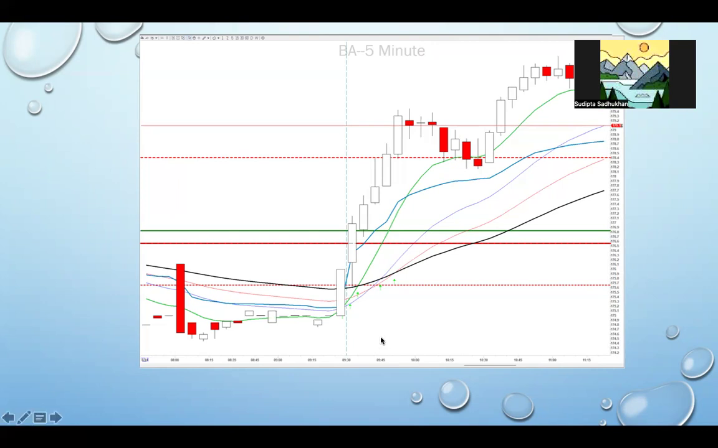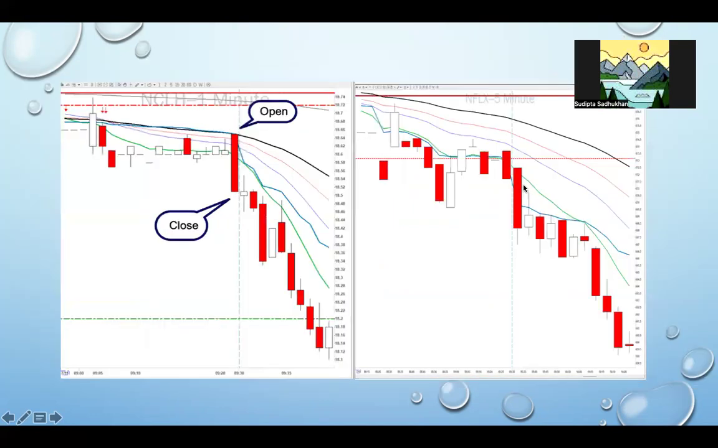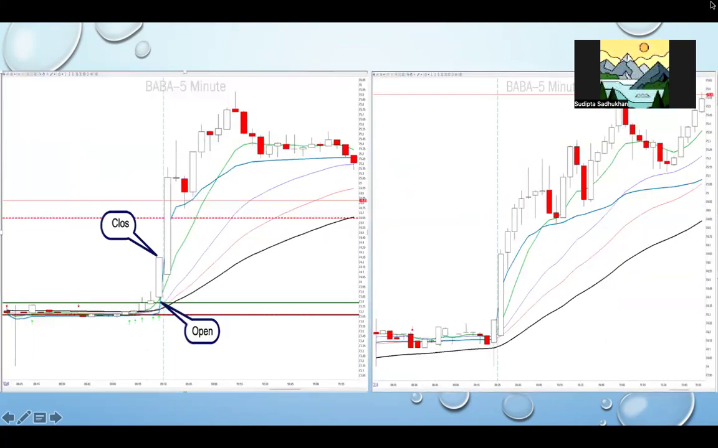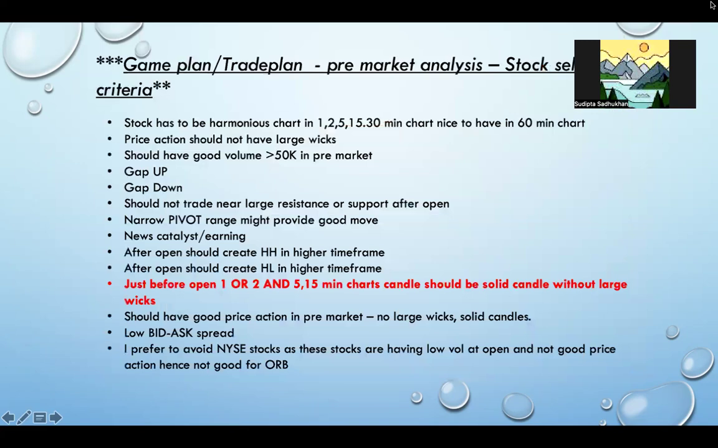Okay, so I will go through multiple criteria and we'll see how this fits for opening range breakout. These are all the criteria I'm using to select the stock based on the pre-market analysis for opening range breakout. Let's see the game plan for the pre-market analysis. What are the things I'm looking for to select the stock for opening range breakout?